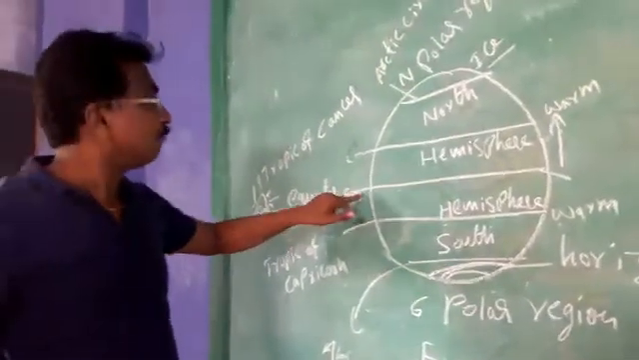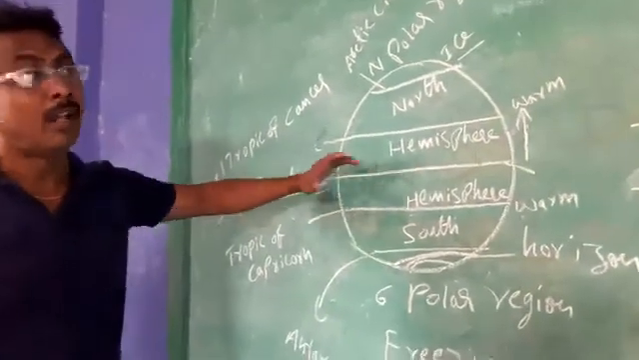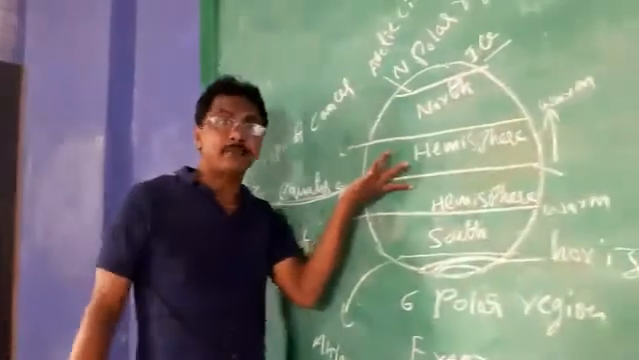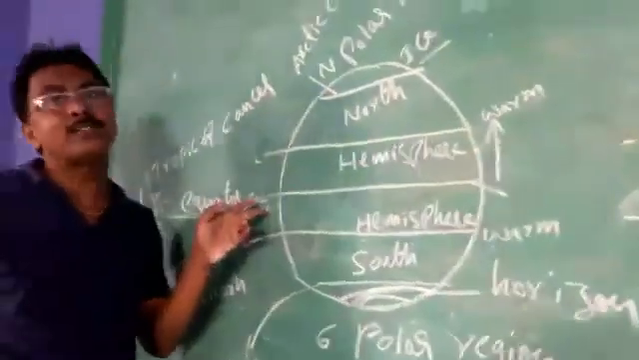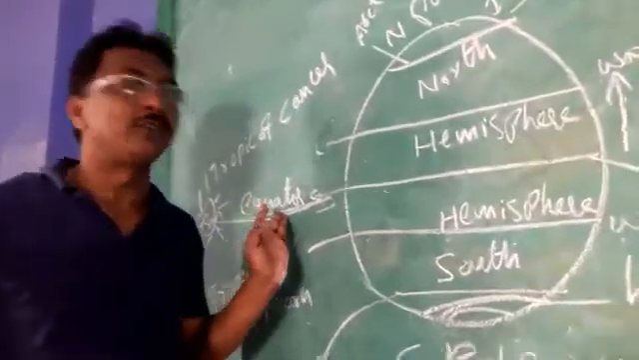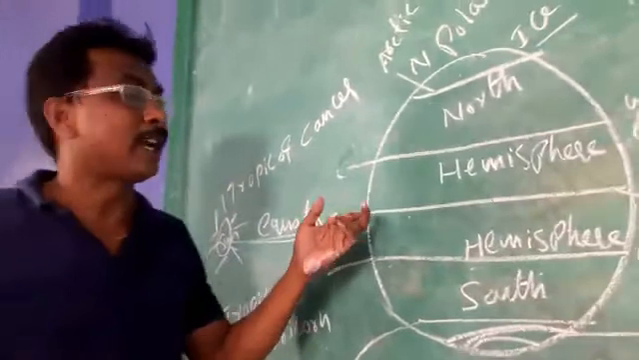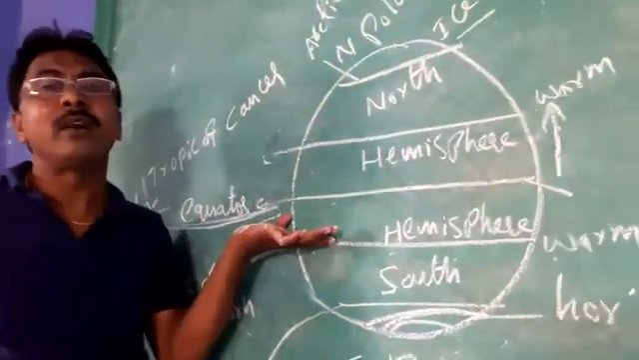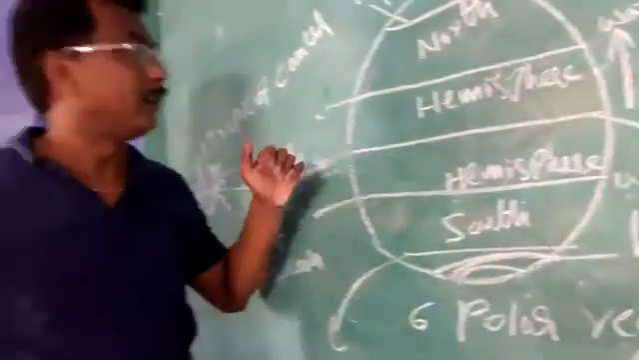So, in which months? March and September, the sun rays fall on the equator, and only on March 21st and September 23rd. The sun rays will fall here. So what has happened? The total world will have day and night equal. Day and nights are equal, and that is about it.